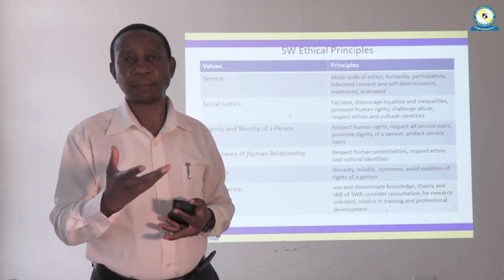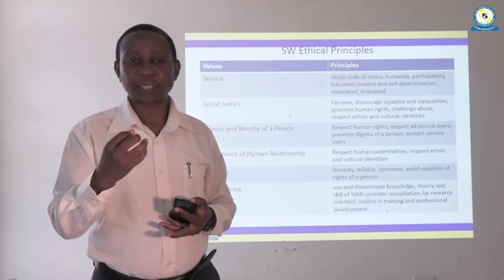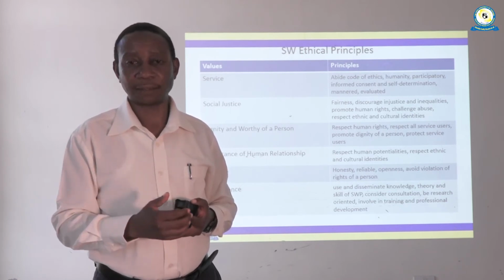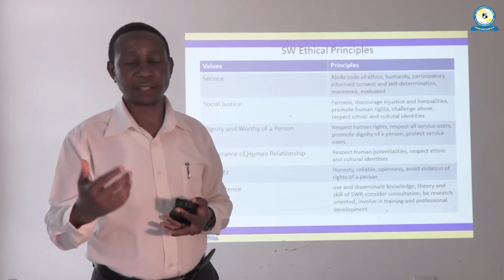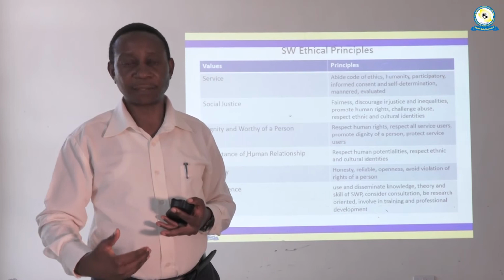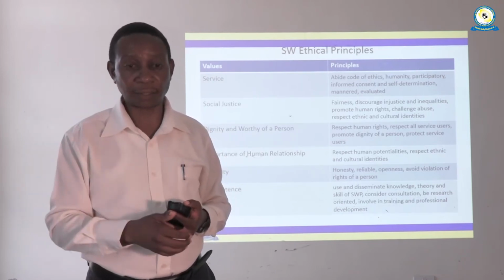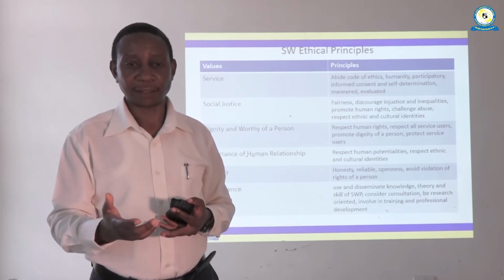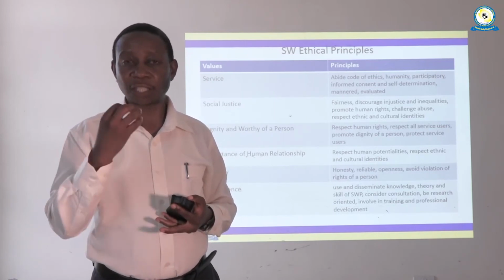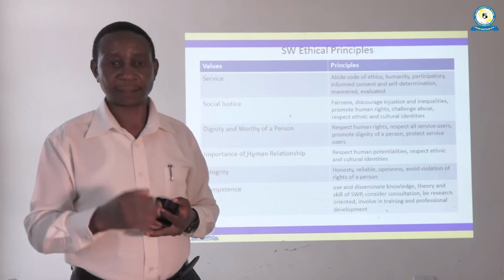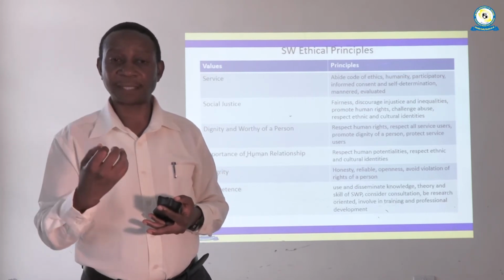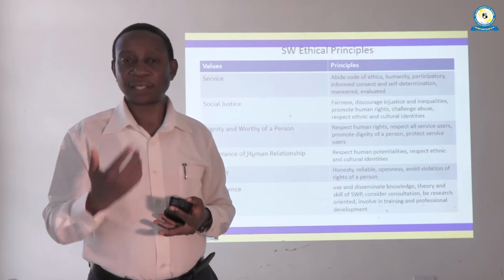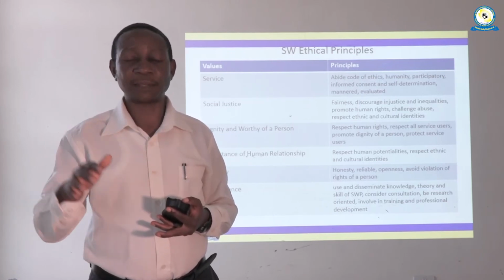The fourth of these ethical principles is the importance of human relationships. Why is it so important? I said all the problems arise from relationships, from the family level to the community, the society, and so on. When people come together, when people stay together, there are some differences that arise from contact with one another. And then we need to respect the potentialities of a human. We need to respect the ethnic and cultural identities, as I said, in the dignity of the person, because in people's relationships is where a lot of problems arise.